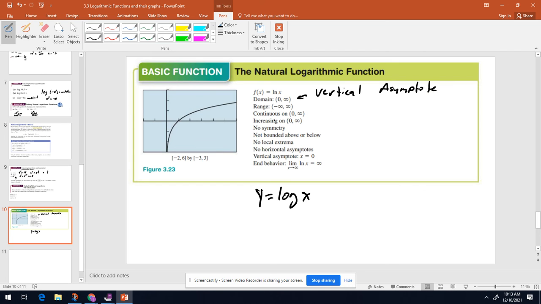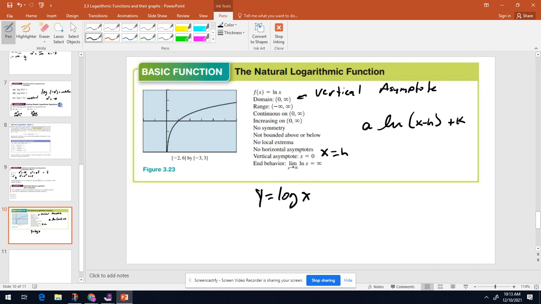Okay, where do we find a vertical asymptote? Well, that's if I rewrote this as a times ln of x minus h plus k. h would be my horizontal shift. So that would be where my vertical asymptote is. That's where my domain would start. Okay, the range is negative infinity, positive infinity. It's continuous from wherever the asymptote is, and it's increasing, going up from left to right. There's no symmetry, no bounded above or below, no local extreme, no horizontal asymptote, but it has a vertical asymptote at h. I'm going to change this a little bit and say x equals h.